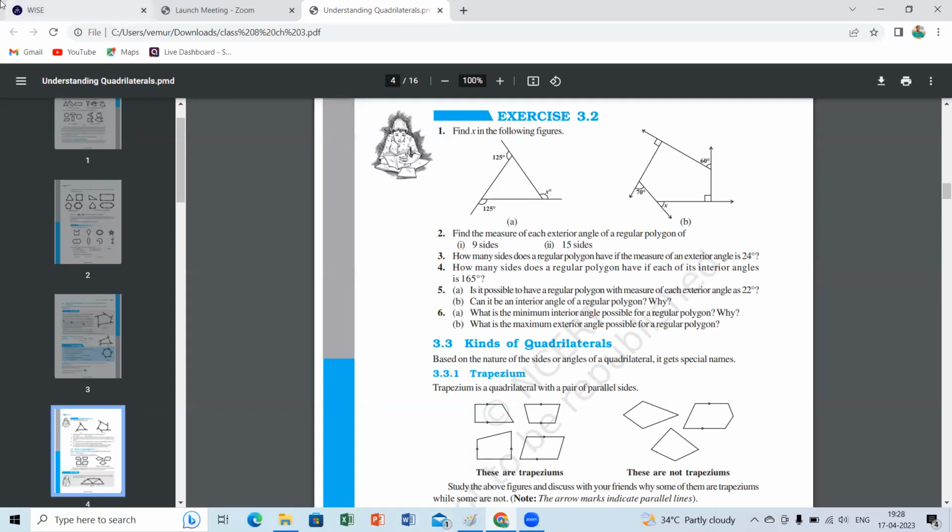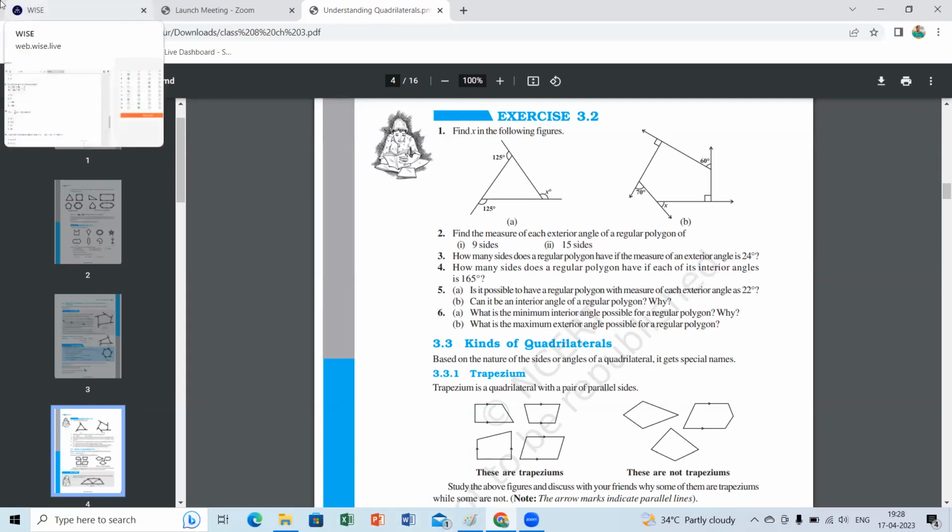There are different kinds of quadrilateral. What is the definition of a quadrilateral, Hari? Ma'am, a polygon which has 4 sides. Very good. A 4-sided polygon is a quadrilateral. What are the different quadrilaterals we come across in our day-to-day life, children? Square, rectangle, parallelogram, trapezium, rhombus. Yes, kite. Any other? Kite, very good.